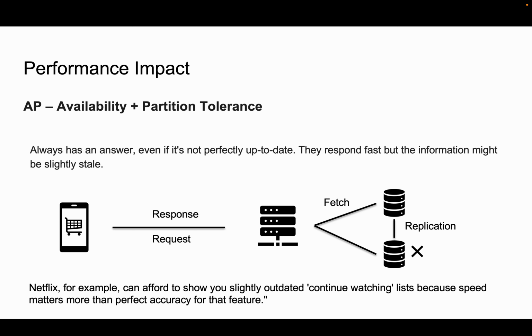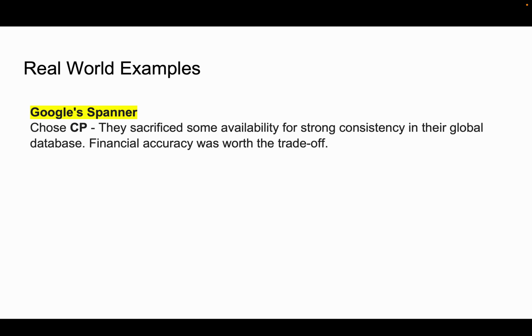Now let's see how real companies handle this. Google Spanner chose CP. They sacrificed some availability for strong consistency in their global databases, because these databases are used for financial data storage and transactional operations. So financial accuracy was worth the trade-off that they made.